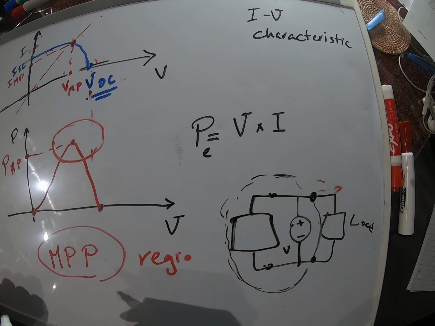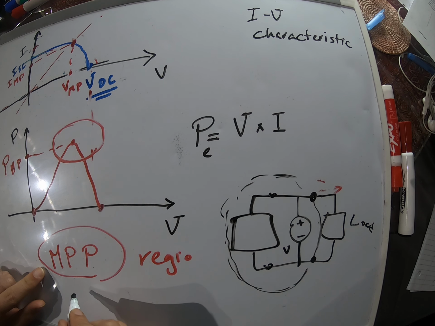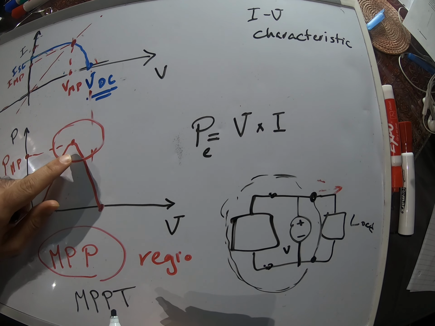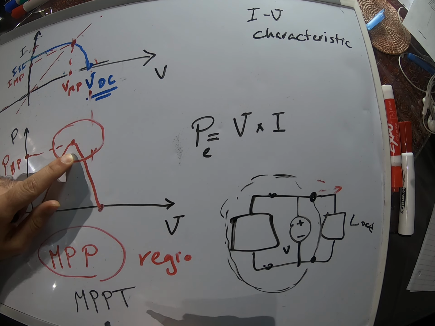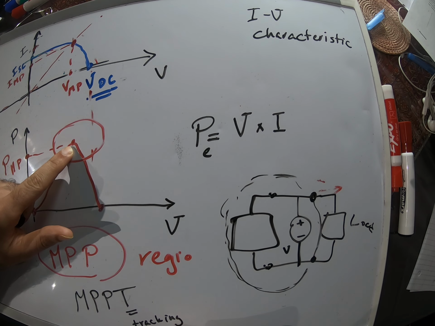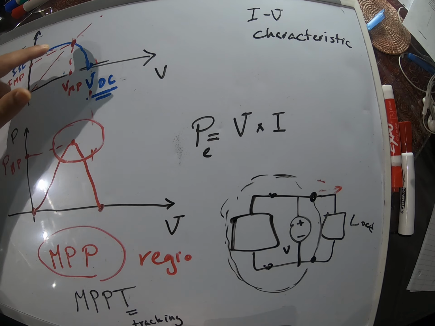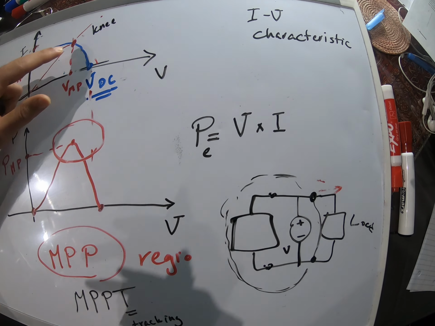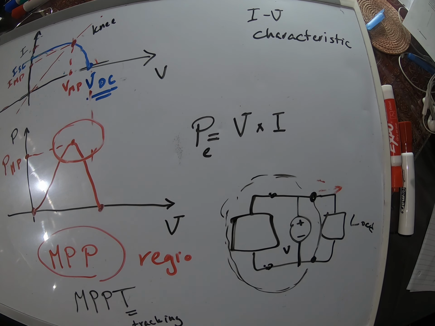Now this is called maximum power point, as I mentioned, and the algorithm or the method or the technique that moves us towards this point, it's called maximum power point tracking. This is tracking. So we basically want to be tracking this point and we want to operate at this point, right, which corresponds to this knee point of our IV characteristic. Okay, so that's what MPPT is.